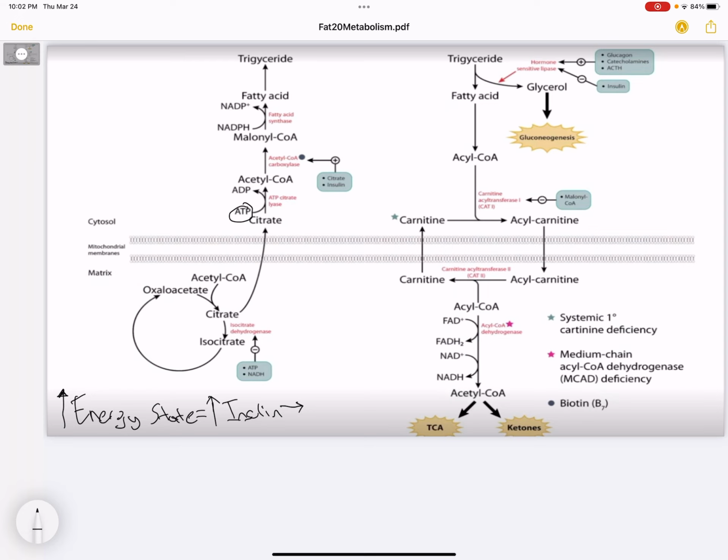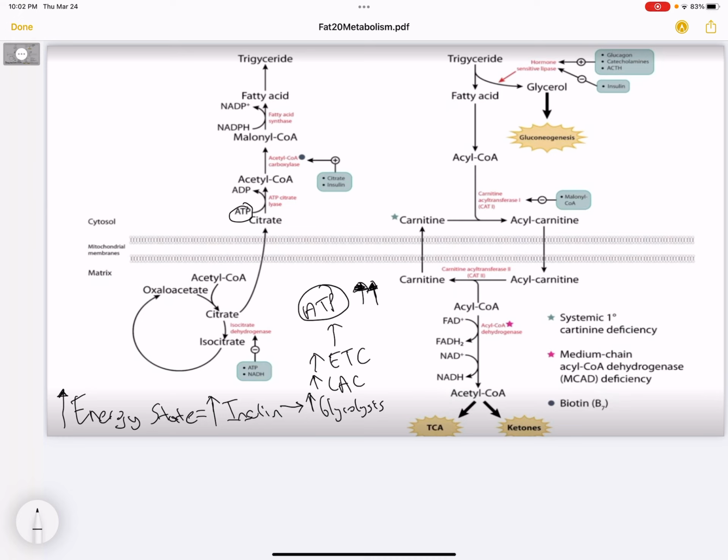It is going to increase glycolysis because we need to produce energy for normal cellular processes. And so with insulin, we're going to increase glycolysis. And then we're also going to ultimately increase the citric acid cycle and the electron transport chain to produce ATP. Now, when we have high levels of ATP, we might want to store that energy for future use in the form of fat.